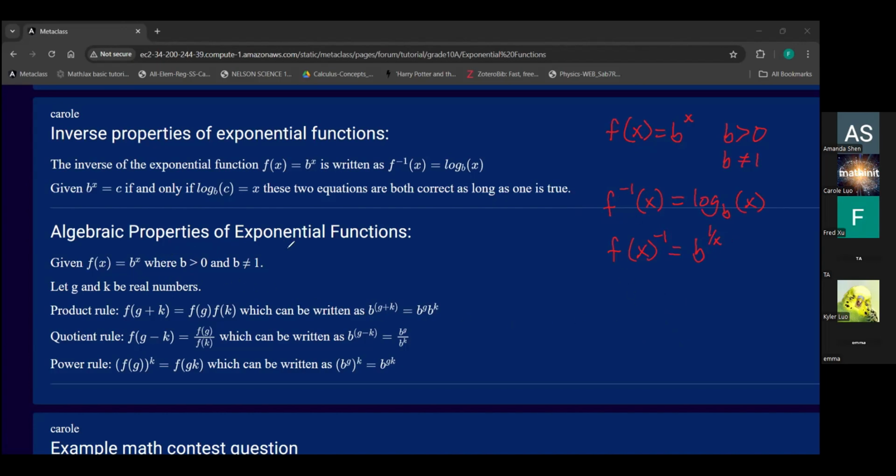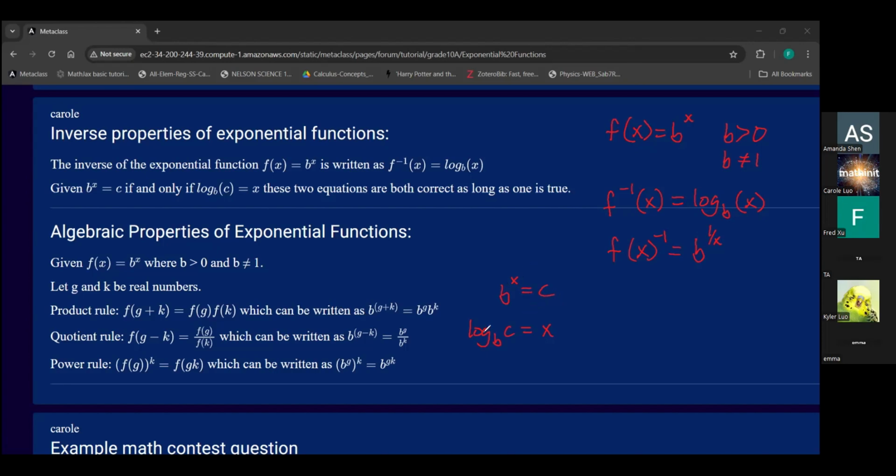And over here we have b to the power of x is equal to c, and then we have this logarithmic form: log base b of c is equal to x. As long as you know that one of these is true, then the other is true. So these two equations are interchangeable. We have b to the power of x, and the answer to that is c.